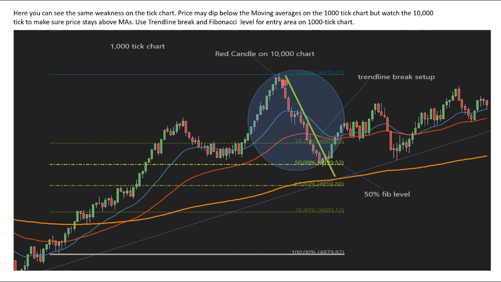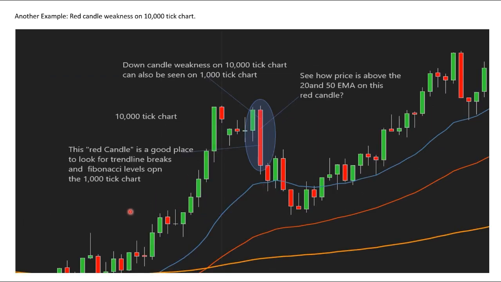And the setup is once it crosses, bounces off of a Fibonacci level and breaks a trend line, there is your area to enter the trade right there. Okay. Now here's another example of the 10,000 tick chart.